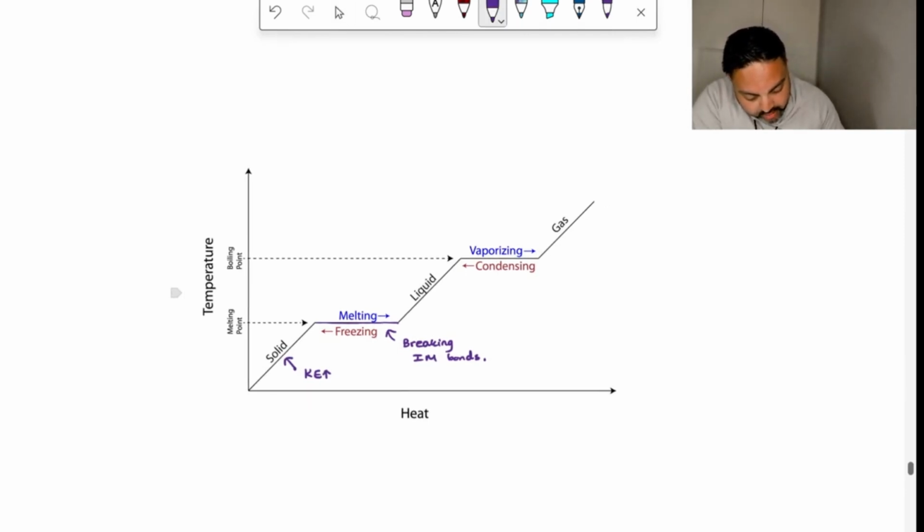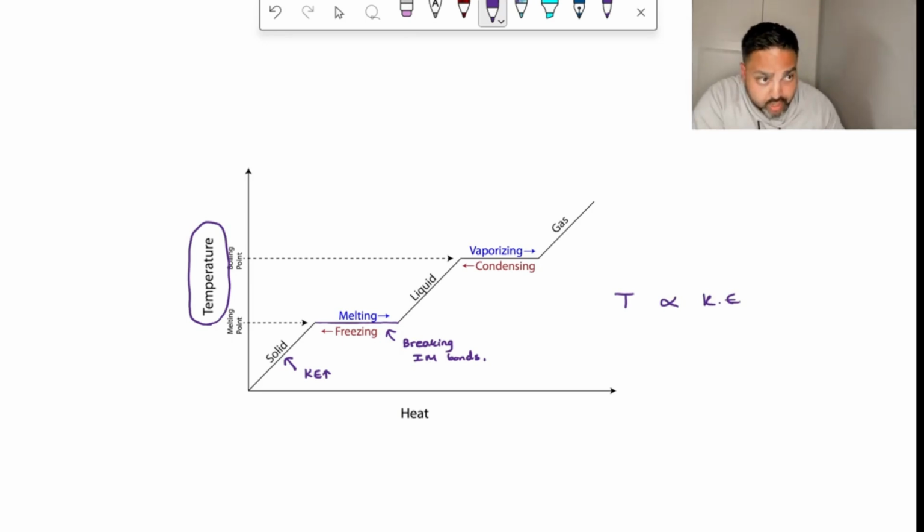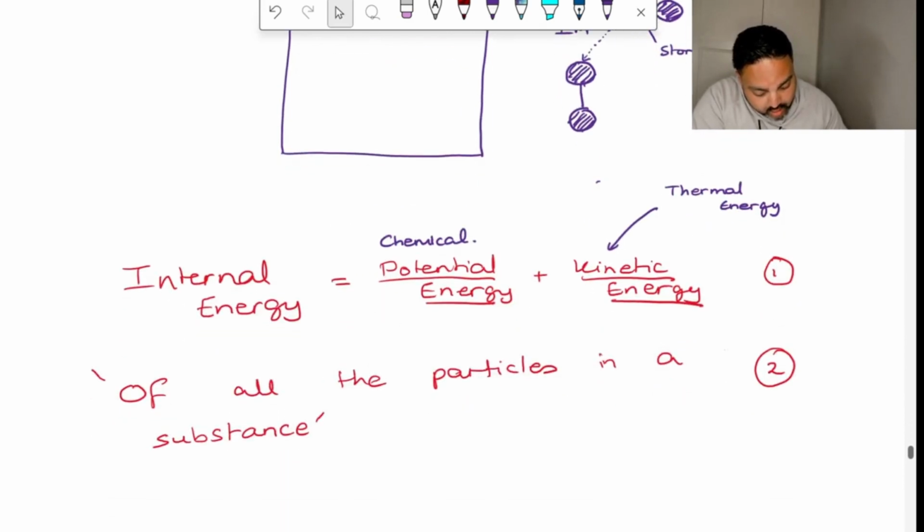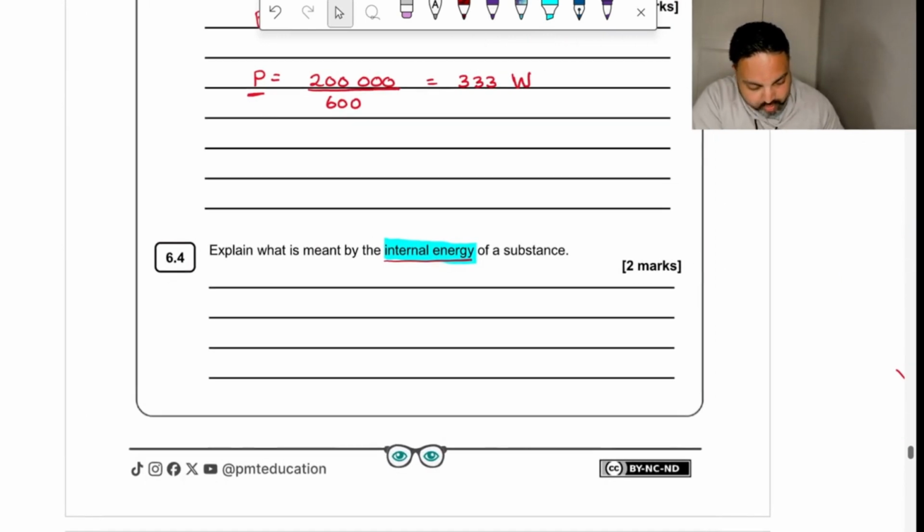So the breaking of intermolecular bonds is the bit where you melt and you freeze. Hence why the temperature does not increase when you are melting and freezing or when you're vaporizing and condensing, because temperature is directly proportional to the kinetic energy of the molecules. You don't have to know why until you get to A-level physics, but temperature is directly proportional to kinetic energy. So when we talk about thermal energy, that is basically talking about the kinetic energy or the temperature of the molecules.